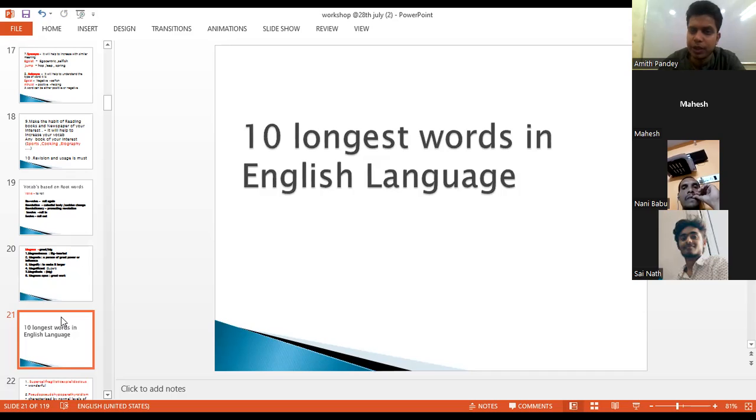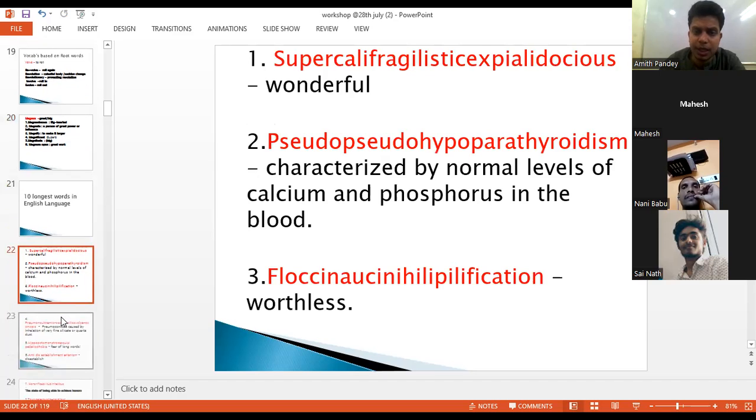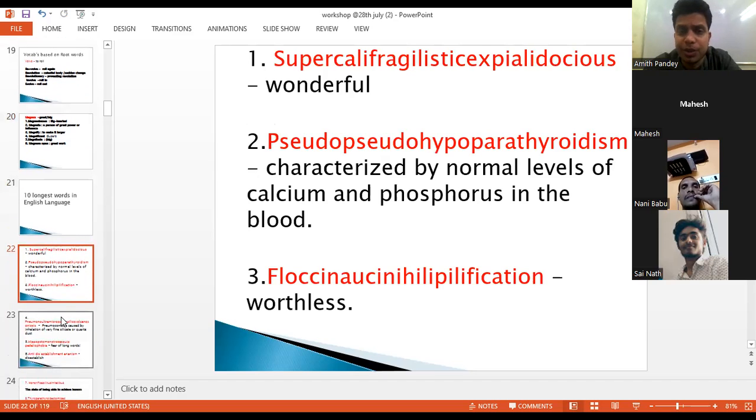That is the longest words in English. So we'll not get into that, because we have to cover the other things. So I'll just show you the longest words. The first longest word is supercalifragilisticexpialidocious, and in general we don't use it, but only for your knowledge purpose. In case you would like to proceed with the tongue twisters, then you can.